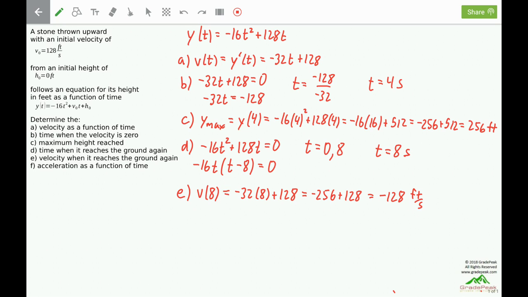The negative is indicating that it's headed downward, which is no surprise. It has gone up to a maximum height, turned around, and has come back down to the ground, and so it should be headed downward at that time.